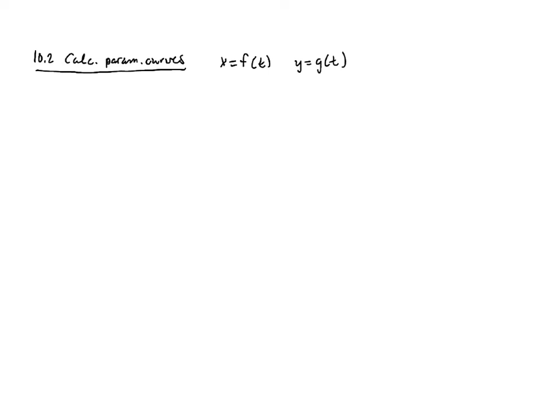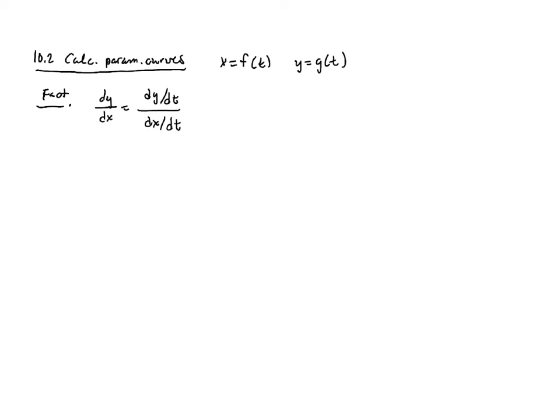So we'll be interested in finding the slope of the tangent line, so finding the derivatives, area under the curve, arc length, and surface area. So let's start with the derivatives. So here's the formula for the slope of the tangent line. It's dy dx is dy dt divided by dx dt.